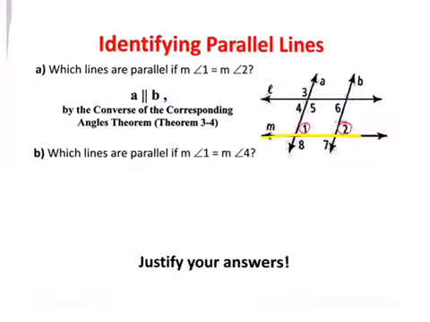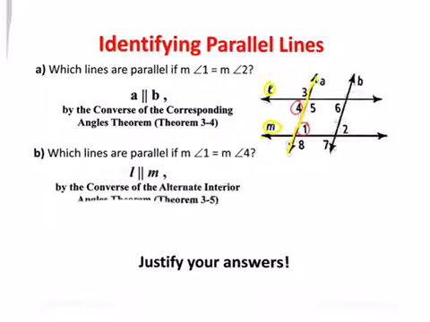Question B, it says, which lines are parallel if angles 1 and 4 are congruent? So 1 is here, 4 is here. If that's the case, that means line A is our transversal, so our parallel lines are going to be L and M. So L is parallel to M by the converse of the alternate interior angles theorem.